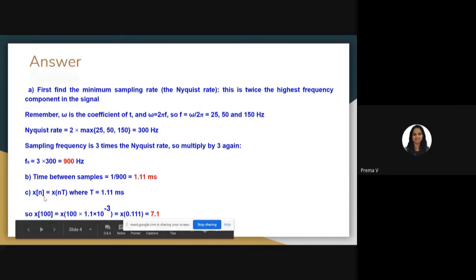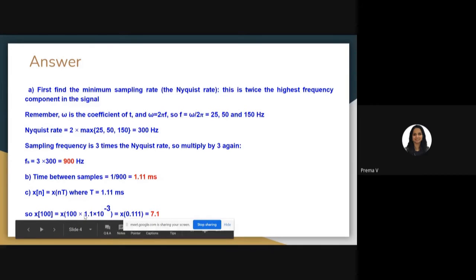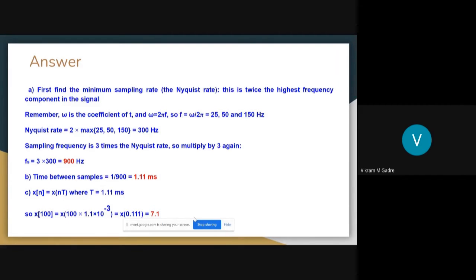That's the discretized signal, the sampled signal. So x of n is equal to x of nT, where T is 1.11 millisecond. So you can substitute 100 into 1.11 millisecond, and you will get the answer as 7.1. Very good, very nicely framed.